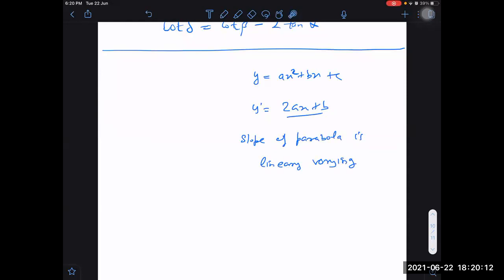Whichever function varies linearly, only for that function the mean slope comes out to be the sum of the values at the extremes divided by 2. Only for linearly varying functions we can say like that, mean value will be sum of the values at the ends divided by 2. Not for other cases, only for linearly varying cases.